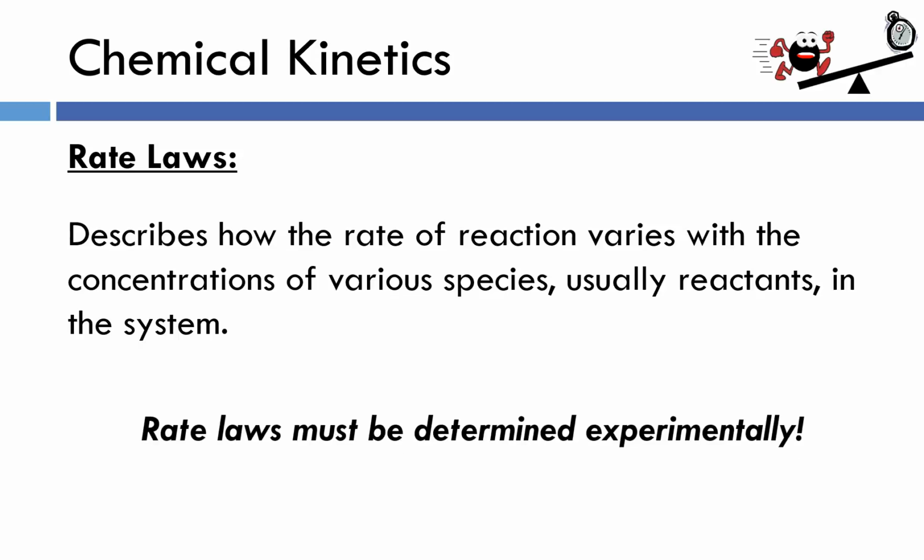Rate laws have to be determined experimentally. In other words, there's no way that you can just look at a chemical reaction and somehow figure out what the rate of that reaction is going to be. You have to roll up your sleeves, get in the lab, and run the experiments. So what you're going to get is data collected from these rate law experiments, or these kinetic experiments, and you're going to see if you can make sense of the data.